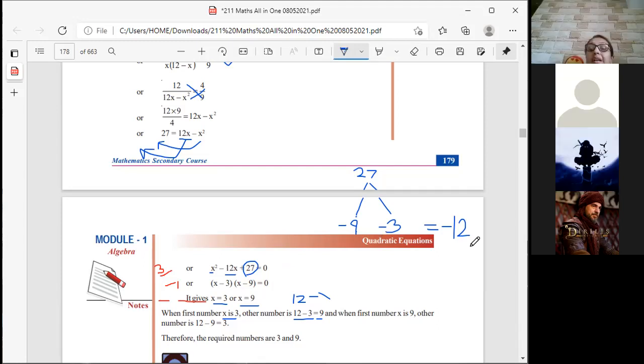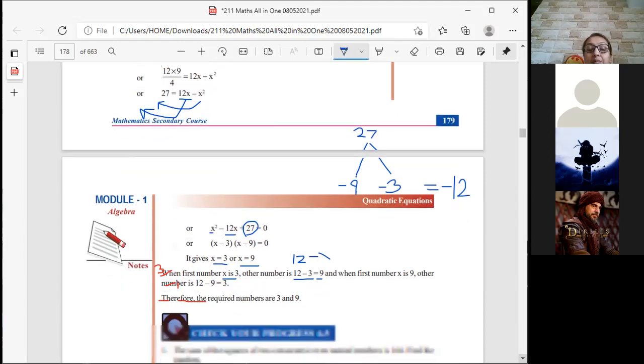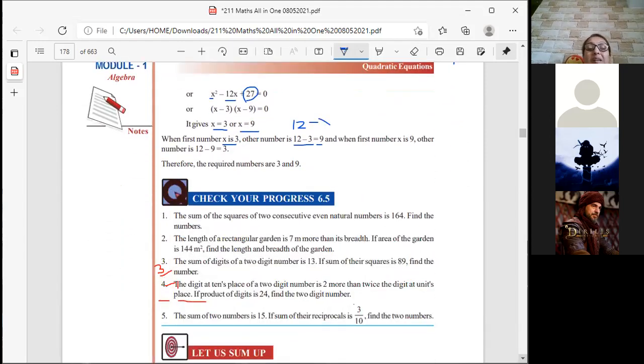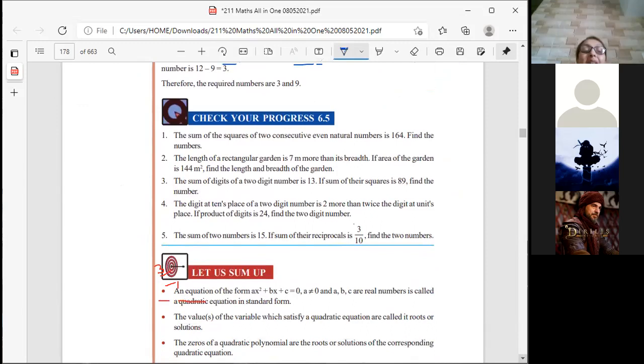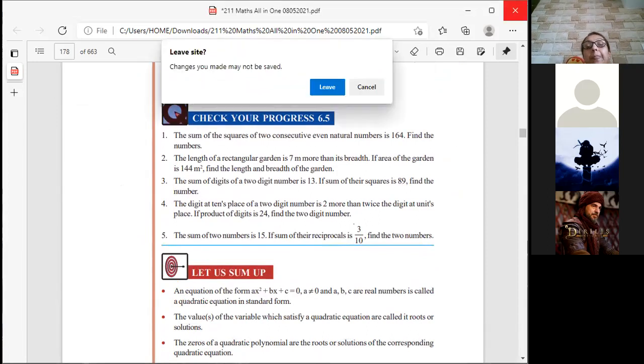See, these are the solved examples that I have done today with you. The check your progress questions in the textbook I will do in the next class, but I want you all to practice these sums very well and ask me if you have doubt in any of the sums in the next class. Is it very clear? Yes, ma'am. So I end my class for today here.